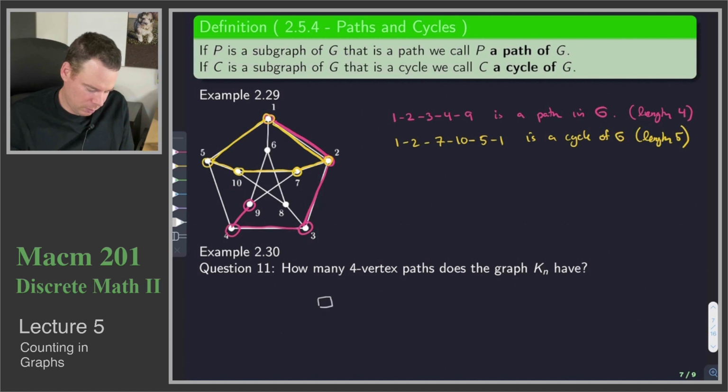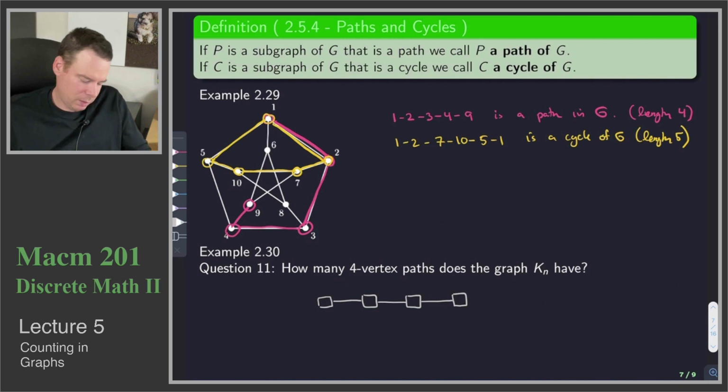So the way I'm going to think about this is I'm going to write out a generic path. So it would be vertex, edge, vertex, edge, vertex, edge, and then vertex. And now I can ask the question about how can I fill these vertices. So how many choices are there for that vertex? Well, there are n choices, because there's n vertices in Kn. So there's n choices to fill that slot. There are n minus 1 choices for this one.